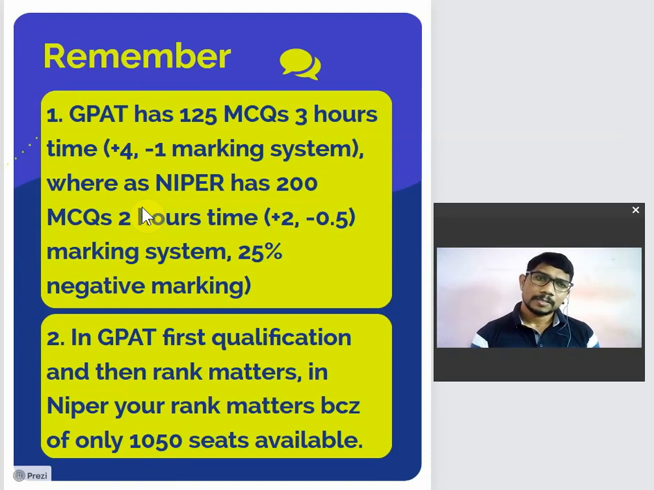Now the second difference between GPAT and Niper. In case of GPAT, first your qualification matters, and then rank matters. But in case of Niper, your rank matters, because you have limited seats. You have only 1050 seats available for Niper. That's why in Niper your rank is very important. Remember this point. This is the second difference.